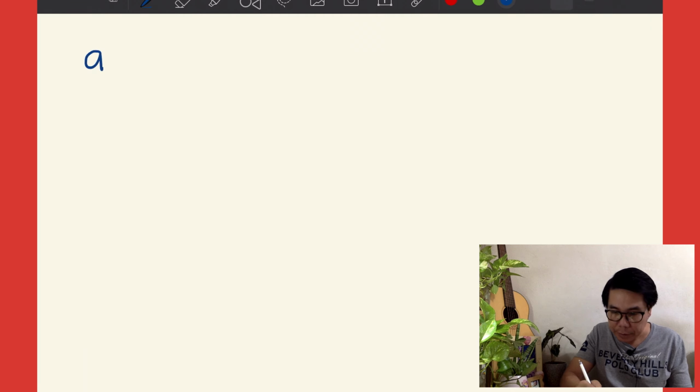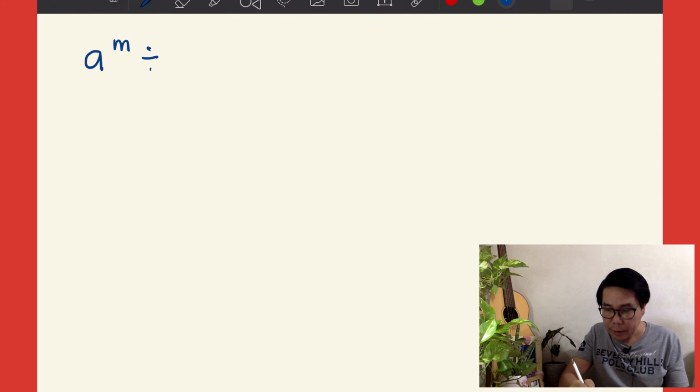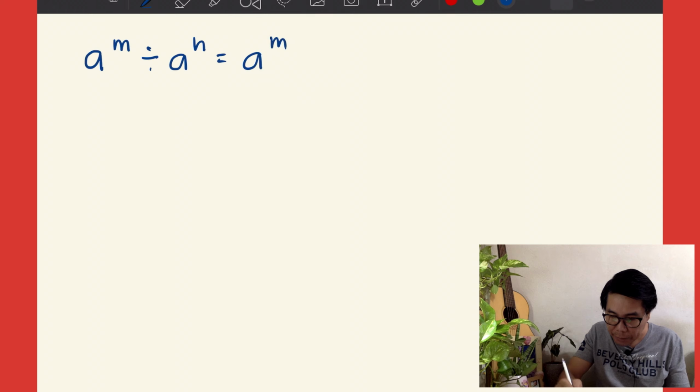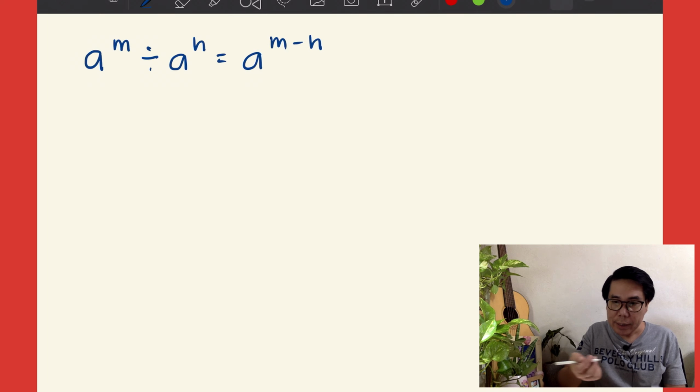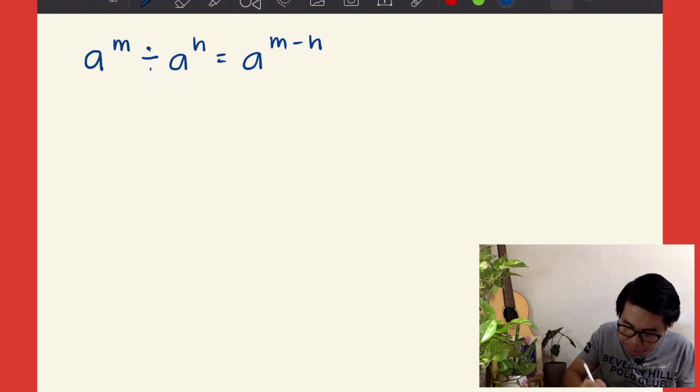Another way to understand negative powers is by the division rule for indices. So let's say we have a^m divided by a^n equals a raised to the power of m minus n. So let's simplify this one.